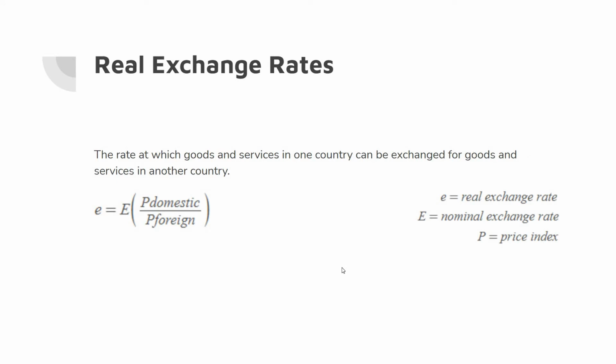Now let's look at real exchange rates. That is the rate at which goods and services in one country can be exchanged for goods and services in another country. So we have the real exchange rate, which is equal to the nominal exchange rate multiplied by the domestic price index divided by the foreign price index. Now this equation will be useful for some questions later on.